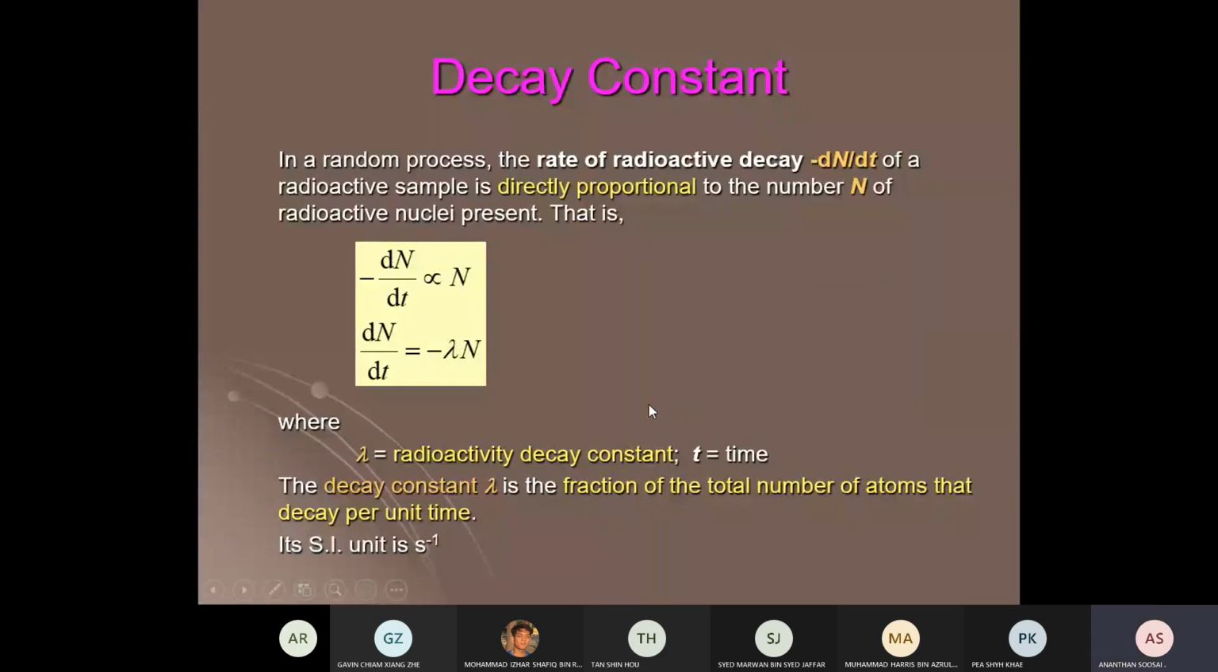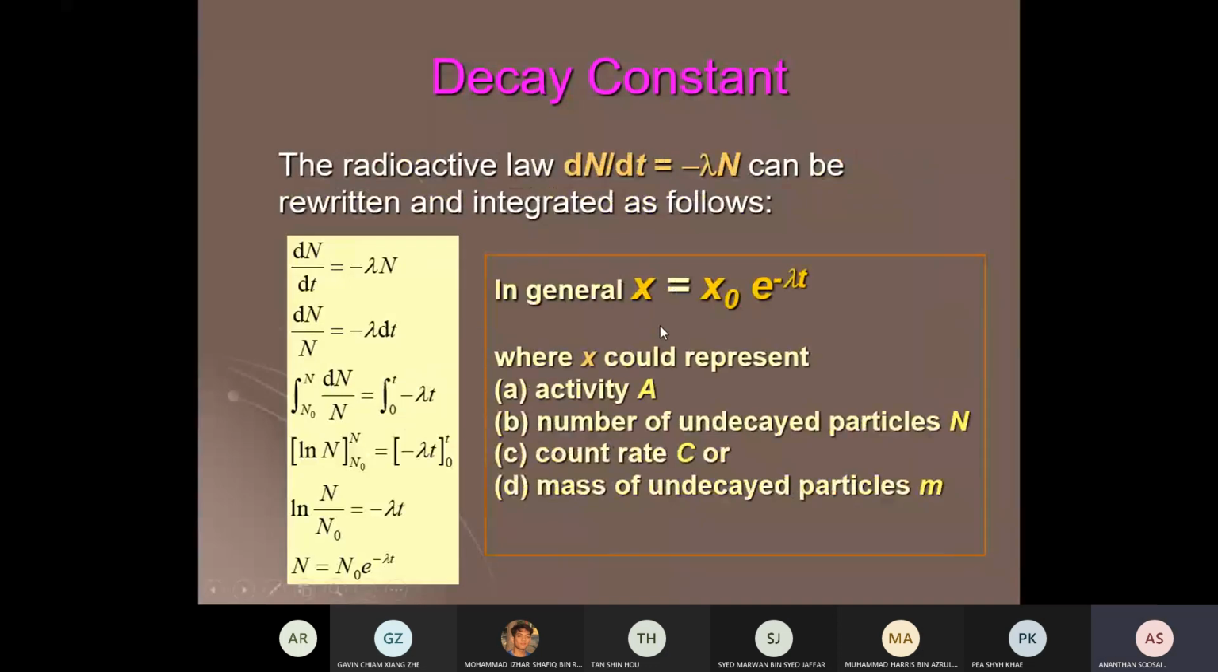Now this is not the famous one. Under radioactivity, as I told you, you have three equations. Sometimes you will be using A equals lambda N, but the most famous one is the next one. This is the famous equation in radioactivity, very commonly used many times. This is the second equation: N equals N naught e to the negative lambda t.